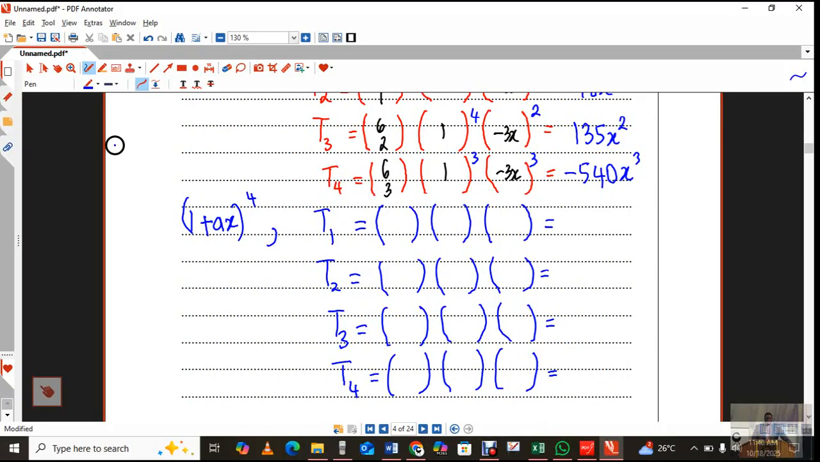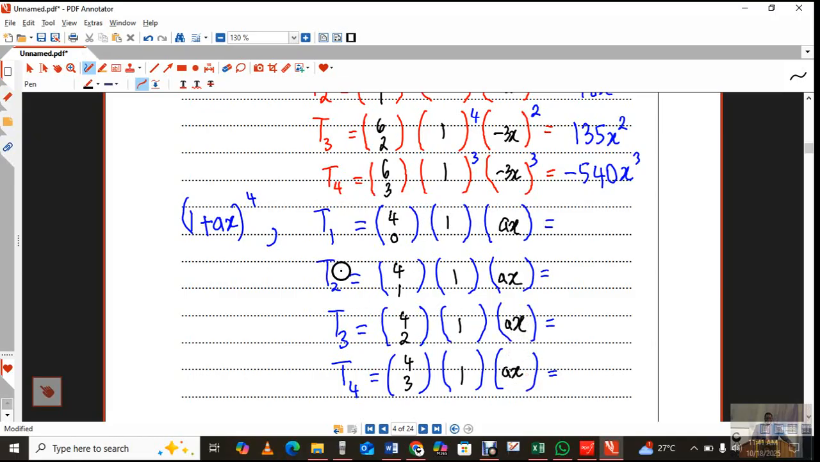Of course, I know that as before, this is going to be now 4C0, 4C1, 4C2, and 4C3. These are all constants that you can calculate. My a value is going to be 1. In this case, it's also 1. So I'm just going to go ahead and put 1. My b value is ax from the formula.